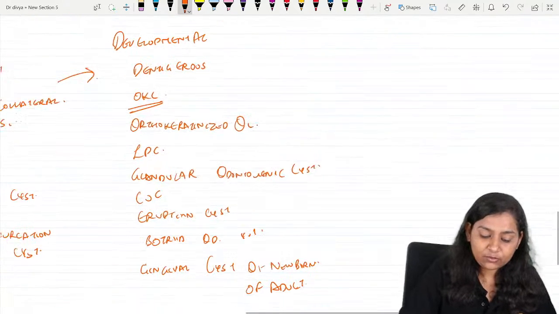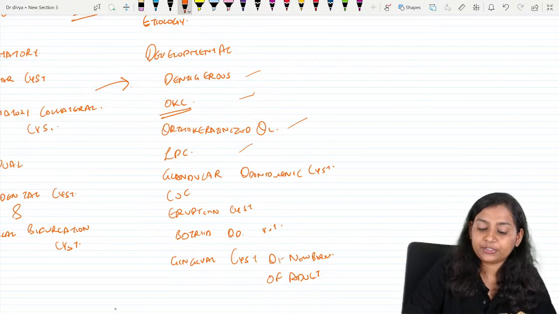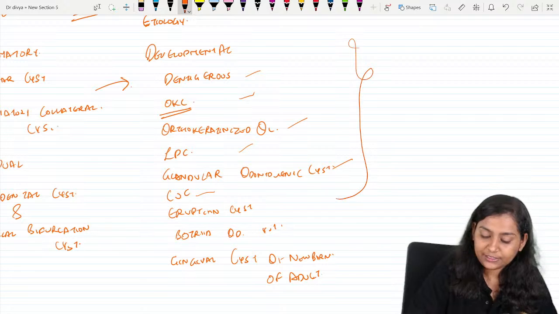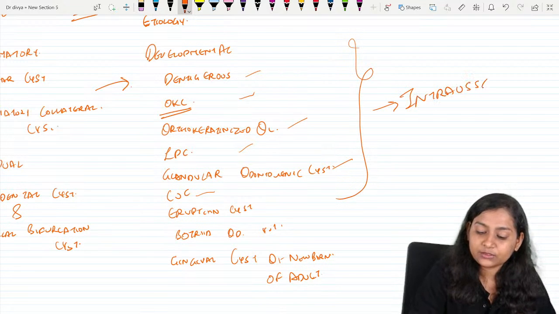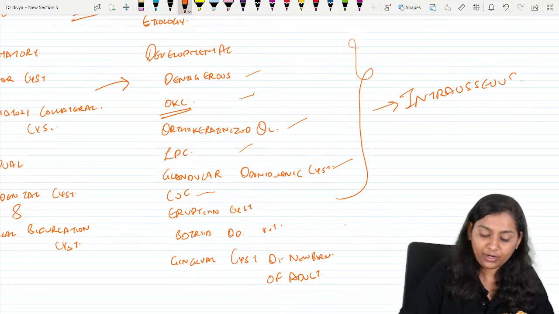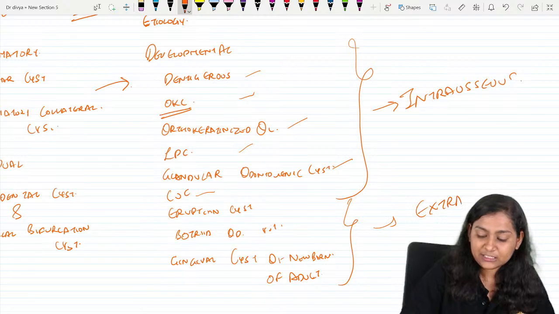Now, till COC, that is your dentigerous cyst, OKC, orthokeratinized odontogenic cyst, lateral periodontal cyst, glandular odontogenic cyst, and COC, these are intraosseous. Intraosseous means present within the bone. While your botryoid odontogenic cyst, gingival cyst of newborn, gingival cyst of adult, and eruption cyst are all extraosseous, that means present in the soft tissue.